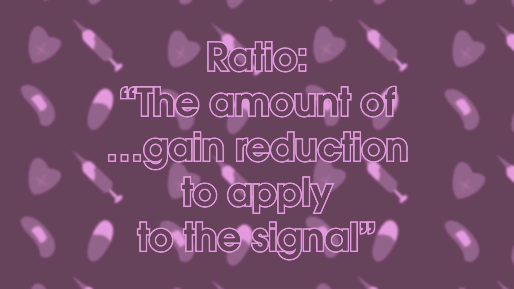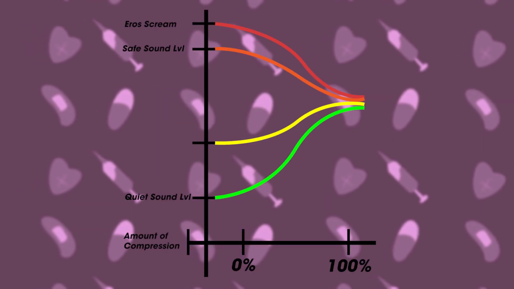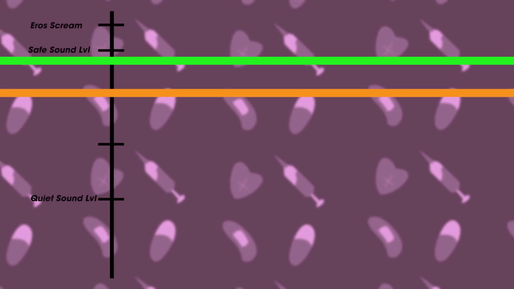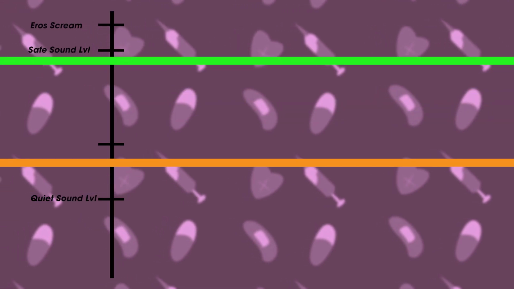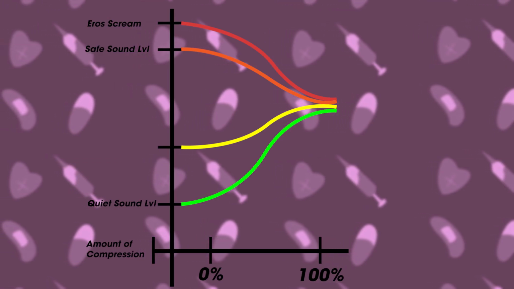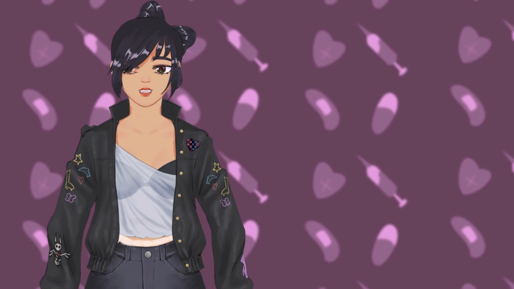Ratio is the amount of gain reduction to apply to the signal whenever you start talking. For example, 2:1 will be weak compression, while 6:1 will be much stronger compression. It reduces the spread, which makes the audio quieter. We'll want to balance this out with our mic levels.